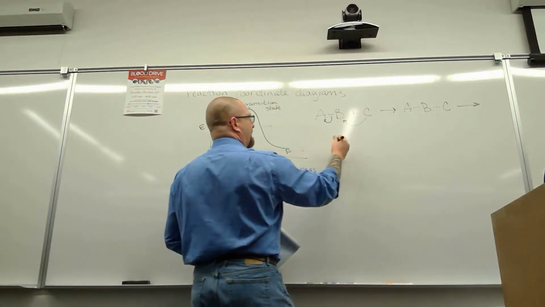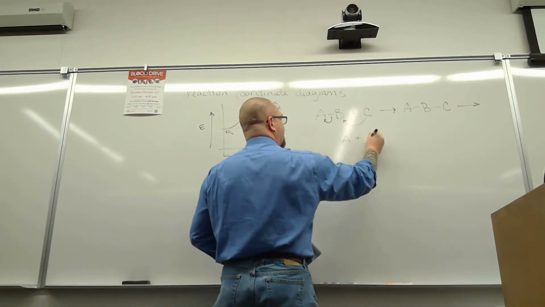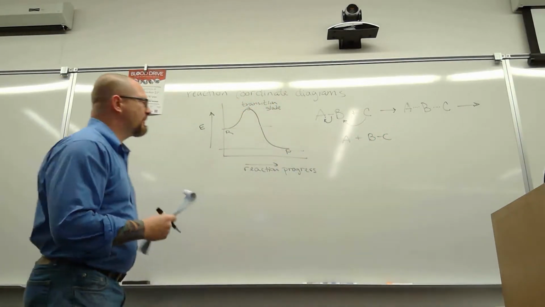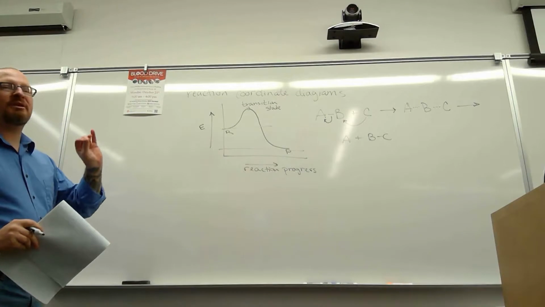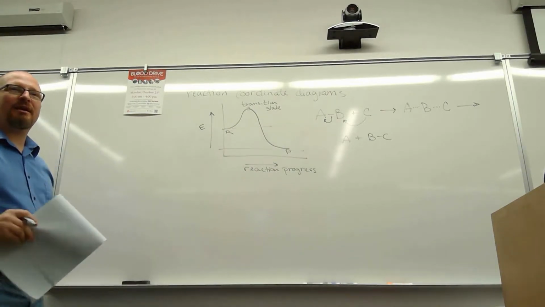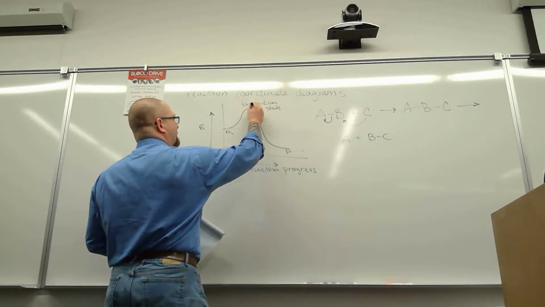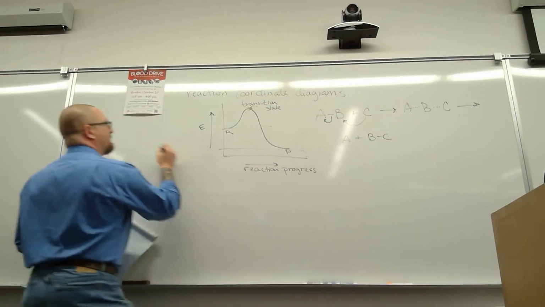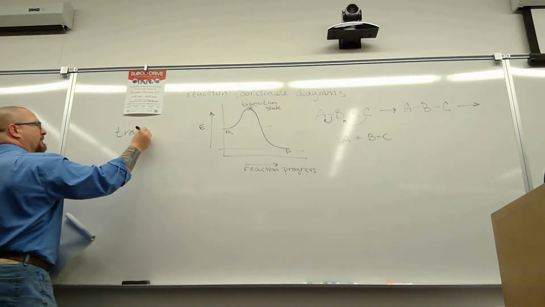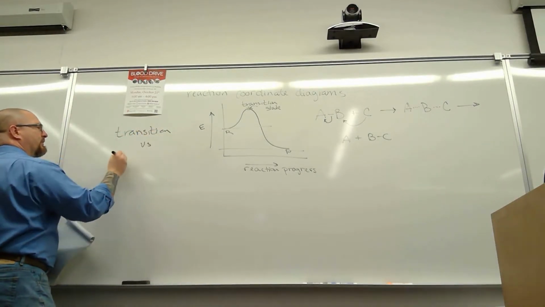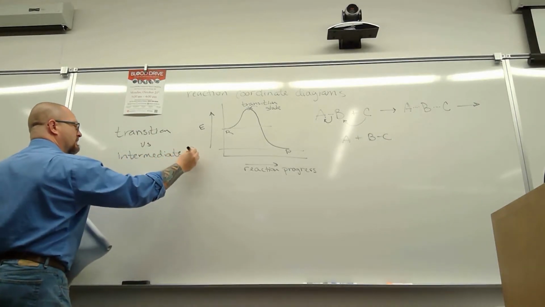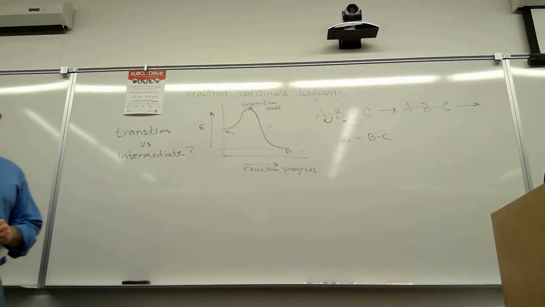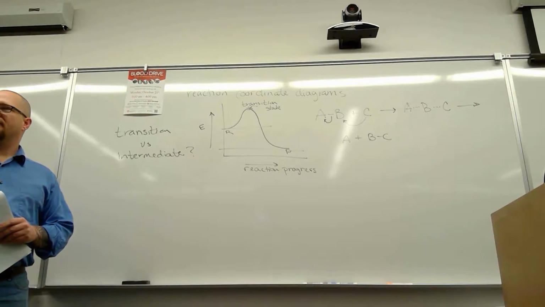And then over in product, if I was going to redraw this, we could have A plus B to C as our product. So what's the difference between a transition state and an intermediate? Let's go ahead and get this out of the way now. This is a transition state. What's a transition state versus an intermediate? You probably used these terms interchangeably in the past, but they're not really interchangeable.